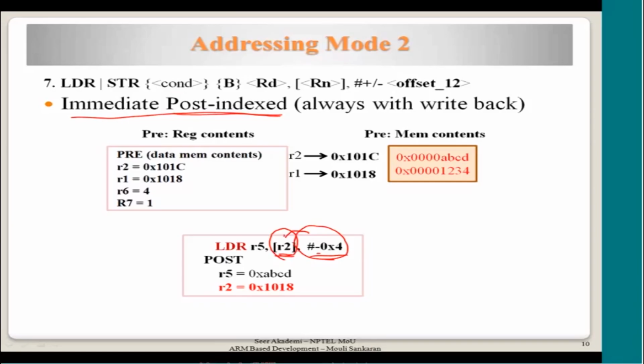See the difference. If it was inside, then it would have done the computation and used that for accessing. Now because it is given outside of the square bracket, whatever is there in R2 is used for accessing the memory, and then it is changed. Now what exactly happens? R2 is already pointing here, right? So it copies that ABCD into R5, correct? And then, because you are subtracting 4 from it, it changes R2 to this.